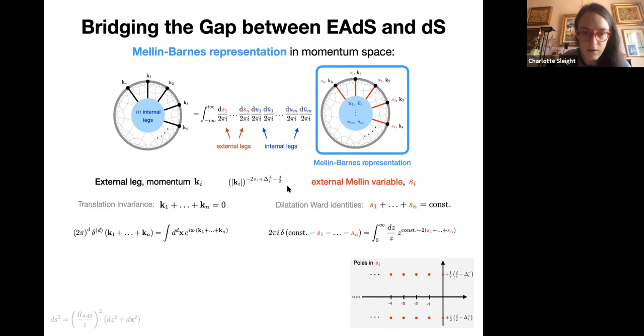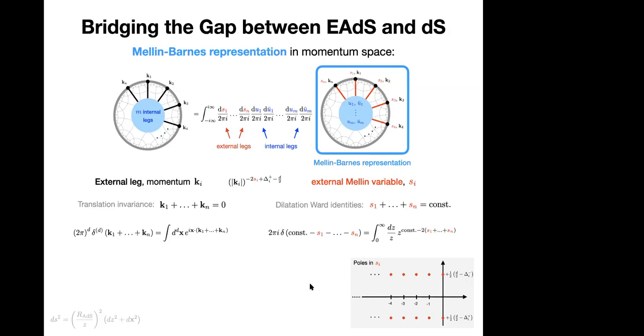And each of these external legs, so each of these factors here, is accompanied by two infinite families of poles, which are the poles in the Mellin-Barnes representation of the corresponding external propagator, the bulk-boundary propagator. And this is a type of Bessel function. So I put these poles here on the bottom right. They're integer spaced and they head off to minus infinity. They're encoded in some gamma functions, and the location of these poles depends on the mass of the external particle, which enters in the usual way through the scaling dimension delta.